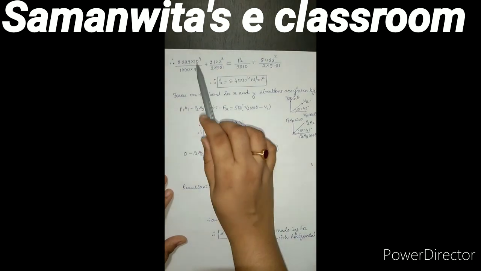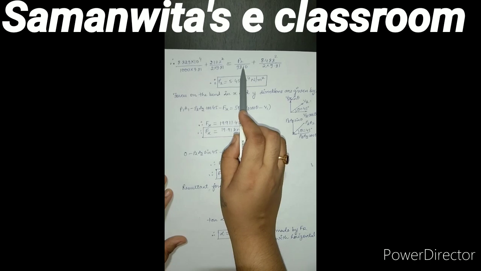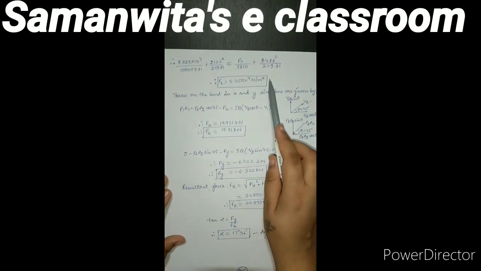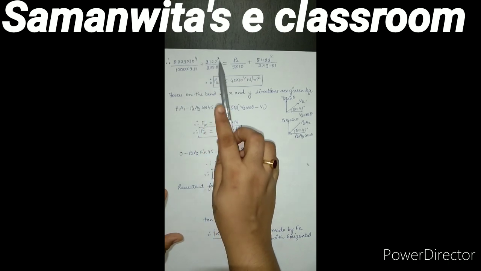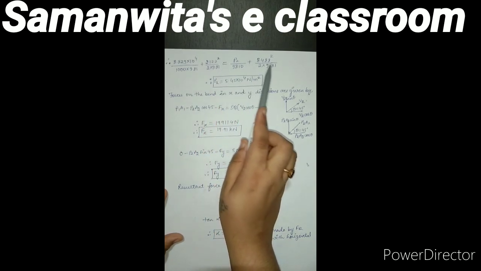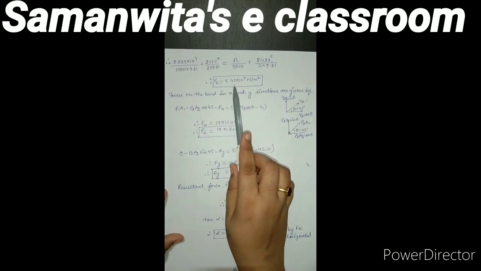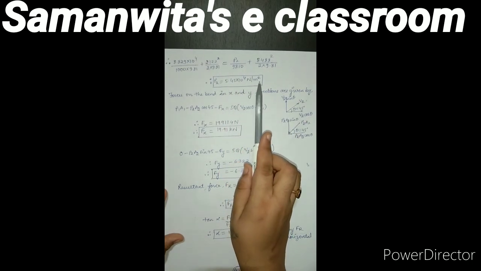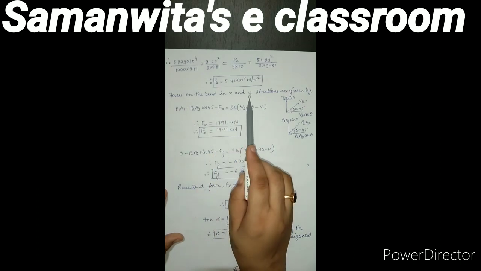Now, what remains is P1/(ρg) + V1²/2g = P2/(ρg) + V2²/2g. I know the values of P1, ρg, V1, V2. When I substitute all these values, I'll get the value of P2 as 5.45 × 10^4 newton per meter square. Now, I have to calculate the forces on the bend in x and y direction.